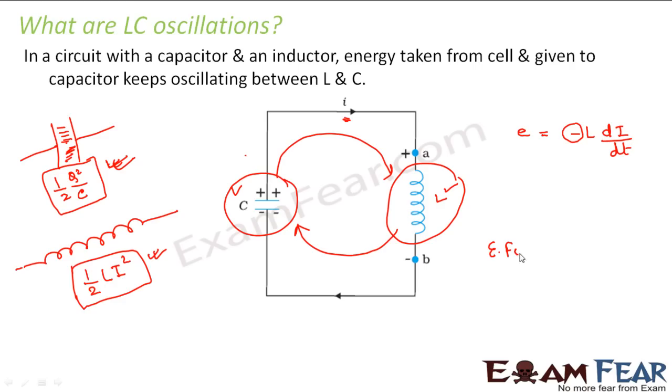So we can say that here basically the electric field energy and the magnetic field energy keep oscillating. When the electric field energy is maximum, it decreases gradually and the magnetic field energy increases. Again, the magnetic field energy reaches its maximum when the electric field energy is 0. Again, it starts decreasing and increases the electric field energy, and this process continues.